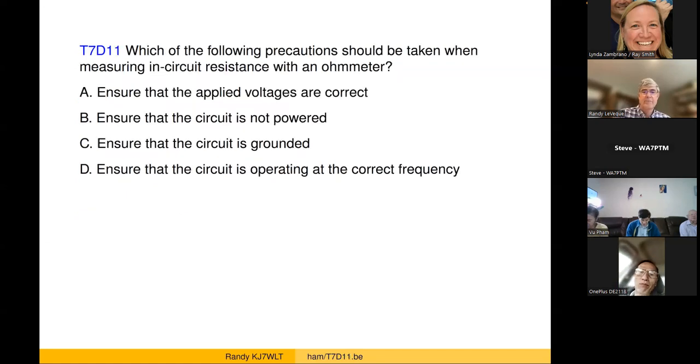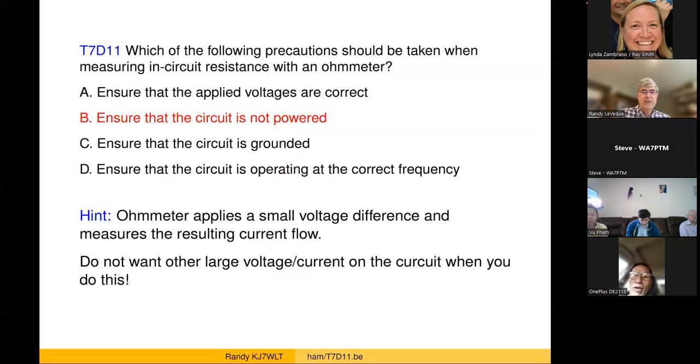And so the answer here is that you want to make sure the circuit is not powered, because if the circuit already has a large voltage on it, then that could destroy your multimeter. It could create a much larger current going through your multimeter than you want, because it's trying to measure a very small current by applying a very small voltage. But if there's already a very large current flowing through your circuit, then that's going to flow through your multimeter and destroy it if it's in the setting of an ohm meter to measure resistance.